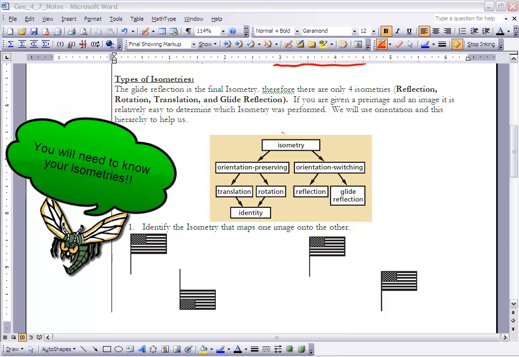One of the things we're going to need to be able to do is, if we're given an image and a pre-image, determine which of the isometries has been performed on it. To help us do that, I have a chart here. There are two types of isometries that we're going to look at: orientation preserving and orientation switching. If it preserves orientation, it would be the ones with two reflections, which are translations and rotations. If it switches orientation, it's going to be either a reflection or a glide reflection. You'll notice that the identity transformation is underneath orientation preserving. An identity transformation is just something that gets a figure right back to where it started. We want to use that in helping to do the next example problem.